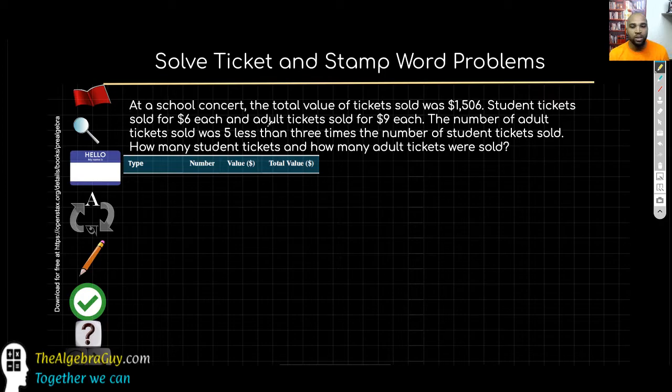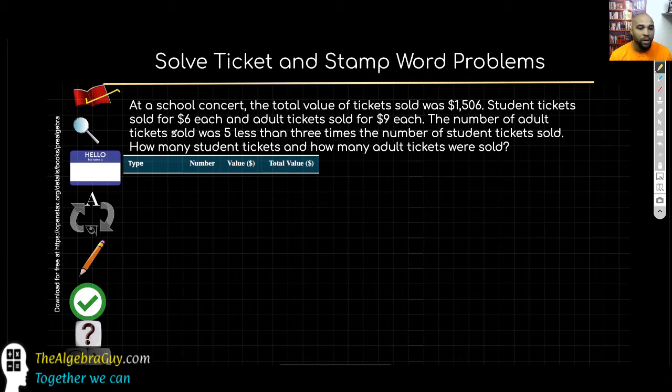At a school concert, the total value of tickets sold was $15.06. The student tickets sold for $6 each, and adult tickets were $9 each. The number of adult tickets sold was 5 less than 3 times the number of student tickets. How many student tickets were sold and how many adult tickets?